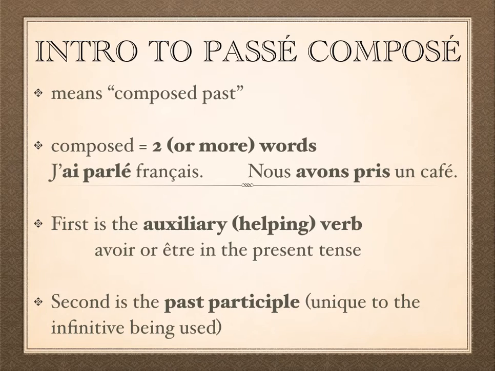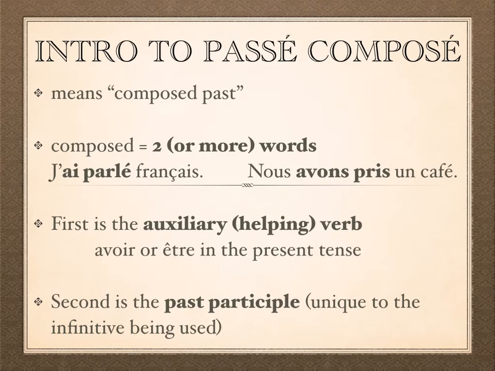The first one of those two words is called the auxiliary verb. It's also sometimes called the helping verb. We're going to primarily call it auxiliary verb. That's the official grammatical term for it. But in like elementary school English classes and things like that, you may have heard of helping verbs. Those are the same thing. The auxiliary verb of the passé composé is always either avoir or être conjugated in the present tense.